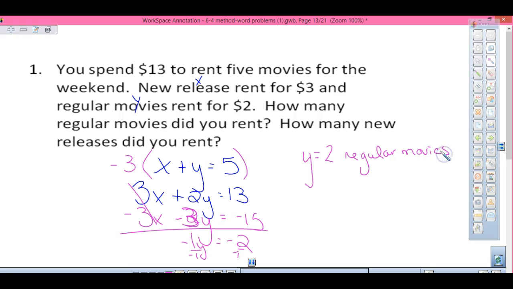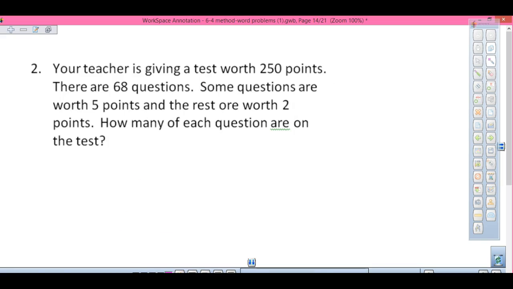And how many new releases? 3 new releases. Because you rented 5 movies. If 2 of them were regular movies, how many have to be new releases? 3. Okay, they're not so bad, are they? They shouldn't be too bad. All right.